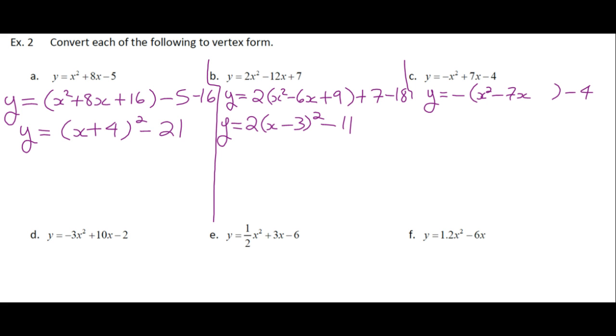So, we have to factor out the negative, right? Negative bracket. Now it's going to change the sign of the first 2 terms. So the first term becomes positive x squared, second term becomes minus 7x. Negative x minus what? 7 over 2. Right? Got to take half of it, squared. Okay, now we move back up. What goes back up? Plus 49 over 4. And what do I do on the end here?